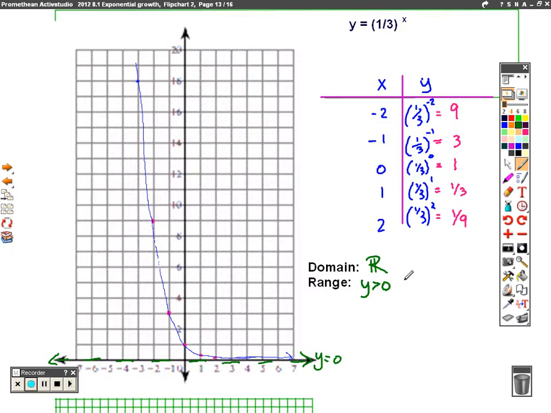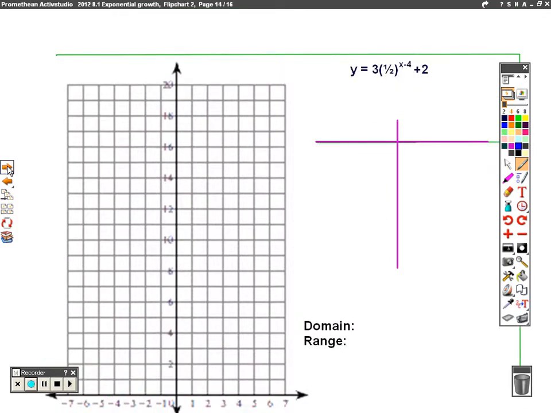So you want to see now that we have 9, 3, 1, 1/3, and 1/9 as our values. And we have this, oh, what did I forget? I forgot my arrows. Oh, I got this one here. Okay, so that is another decay function. All right. I want you guys to try the next one. The next one's going to have some transformations to it. So I want to get started on it, and then I want you to pause.